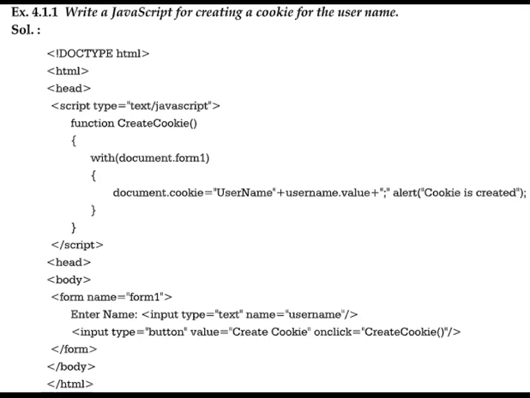Okay. So now see the script tag. So HTML tag, head tag, then open the script tag. Function createCookie with document dot form1. I told you that the document dot cookie property is basically used to create a cookie, and document dot form1 is the name of the form. Now, creating a cookie: document dot cookie is equal to, first we have to give the name to the cookie. In double quotes I have given it as username. So username is the name I have given to the cookie.